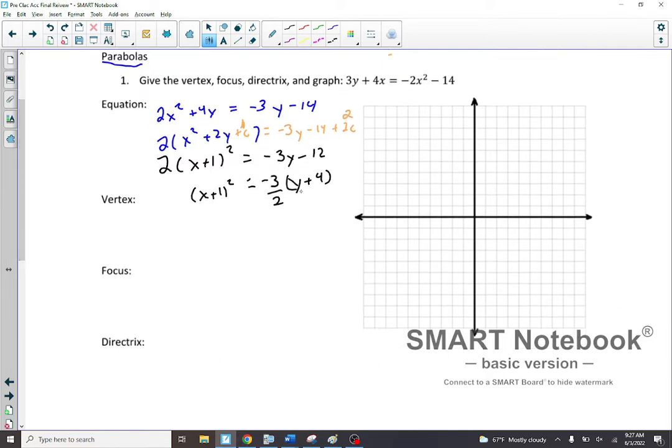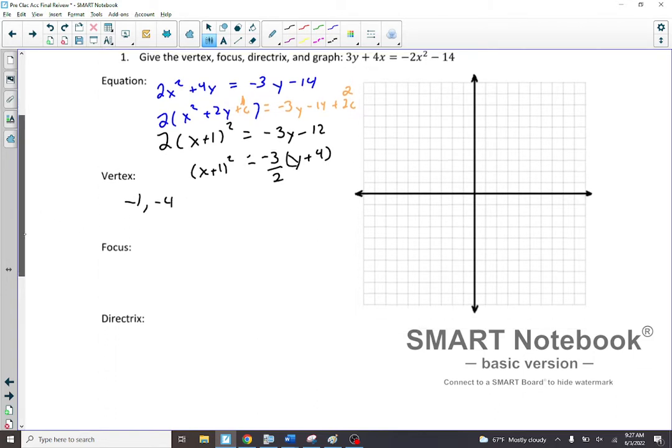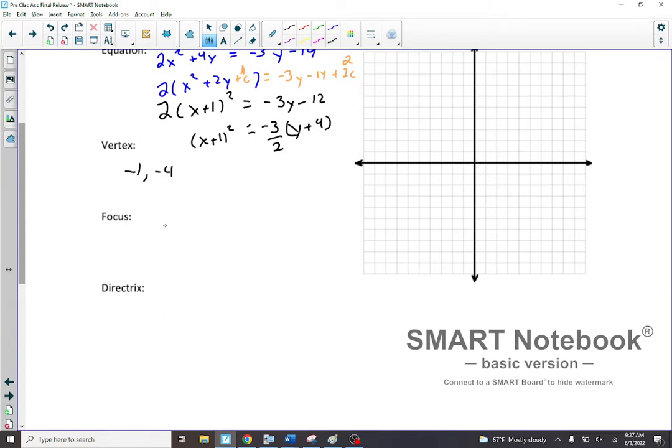Okay? All right. Vertex is h, k, so negative 1, comma negative 4. The focus: negative 3 over 2 is going to give me my p-value. So negative 3 over 2 equals 4p. Divided by 4 on both sides is negative 3 over 8. And since the y is by itself, it's going to affect the y. So I'm adding negative 3/8 to negative 4. So negative 1, comma, negative 4.375.